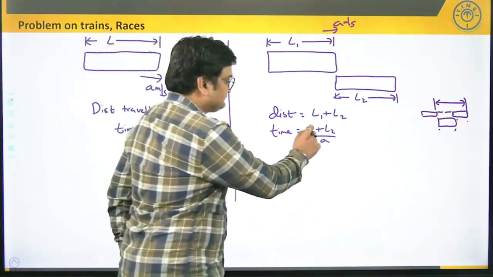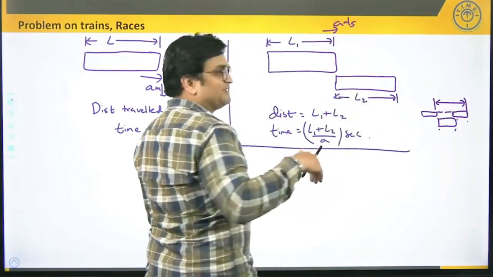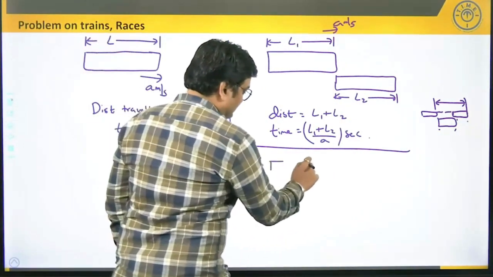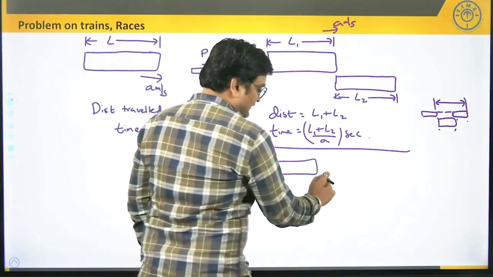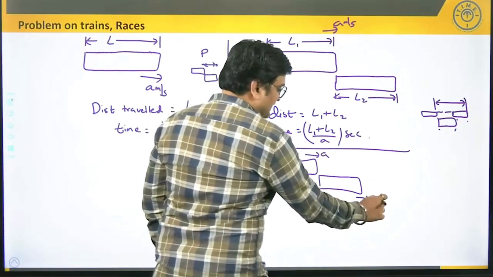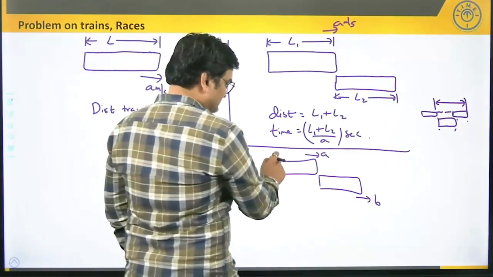Now there could be one more case wherein that object is not stationary but is a moving train, L2. In that case, we can have two cases. L2 is moving away at B meters per second. L1 is moving at A meters per second. This is L1.